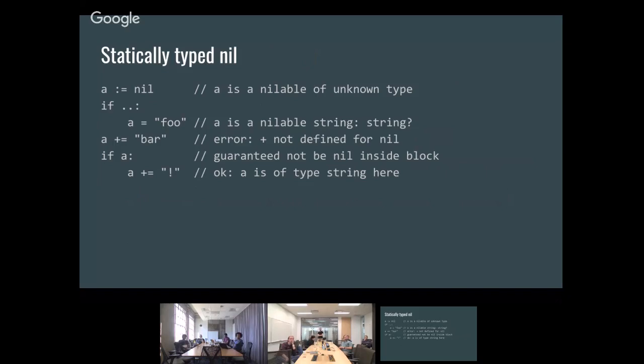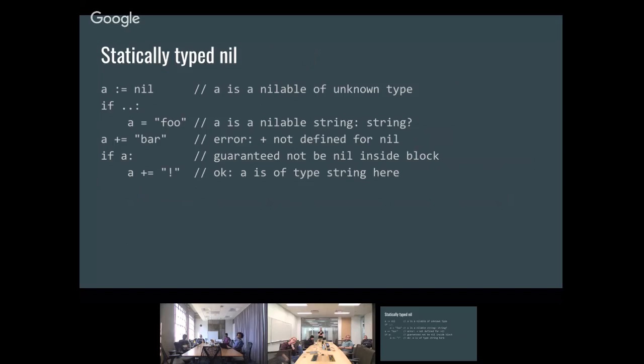Then conditionally we assign to this variable. Now we know at least its type, so we know it's a nillable string, which is annotated with the question mark, which you've probably seen in other languages. But it's still possibly a nil value. So on the next line, you cannot do something with that value because it might be nil. It doesn't allow you to.